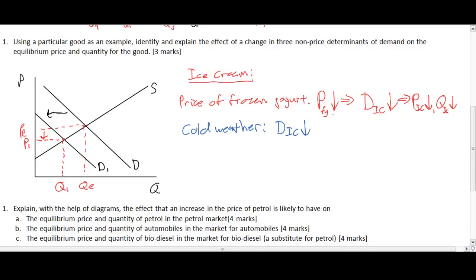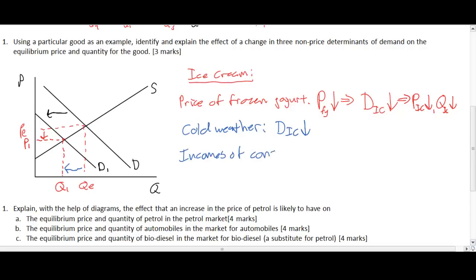Now, the outcome of this decrease in demand for ice cream would be the same as the effect of a decrease in the price of frozen yogurt. The equilibrium price would fall and the equilibrium quantity would decrease. As ice cream becomes less demanded by consumers, firms will lower their prices and reduce the quantity that they supply. A third determinant of demand for ice cream might be the incomes of consumers.